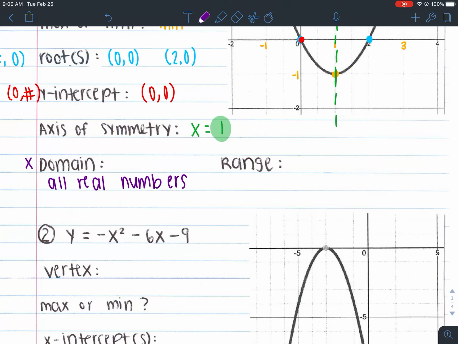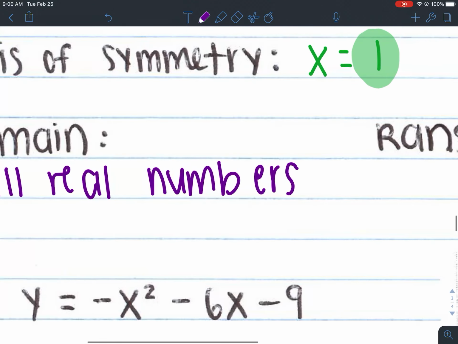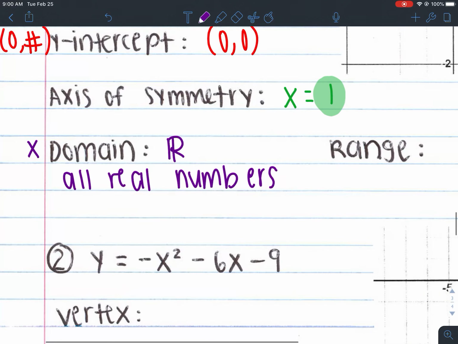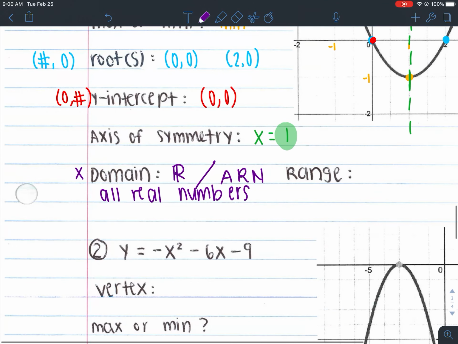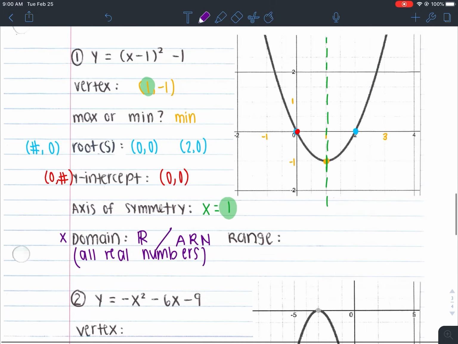Now, I do let you shorthand this by saying ARN if you want to. The way that we write it in math language is we write this little R with 2 lines with it, or you can say ARN. Okay? You only have to write one. You don't have to write all of those. But that just means all real numbers.